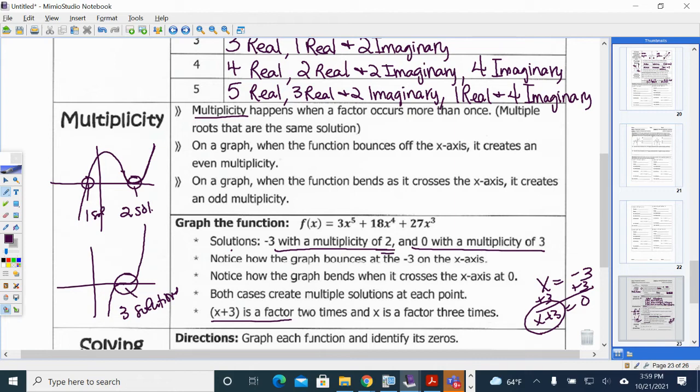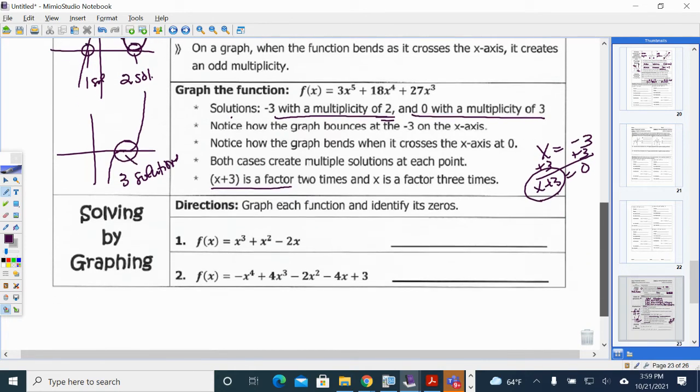And because the x is also a factor, and it occurs 3 times. All right.